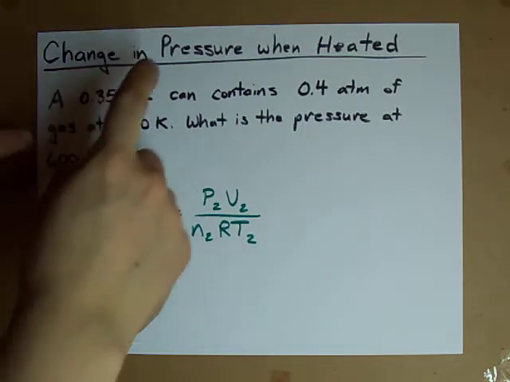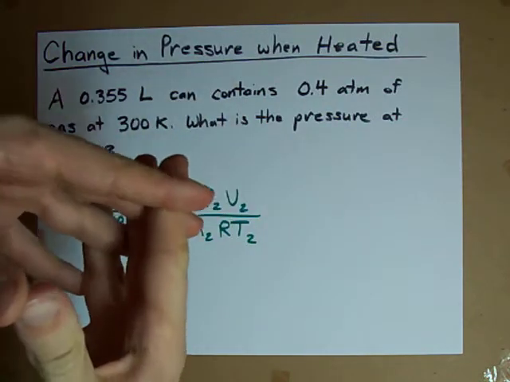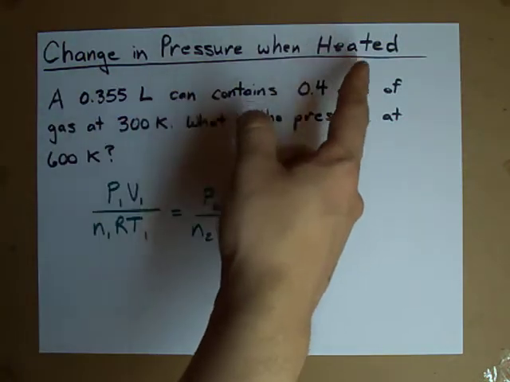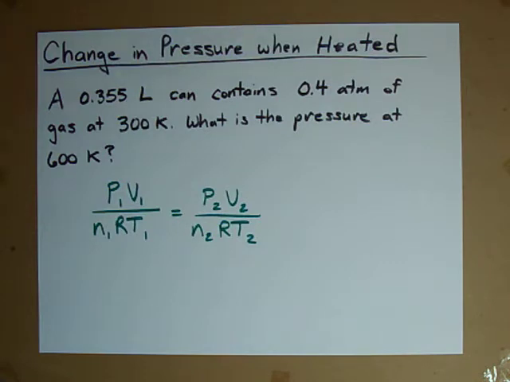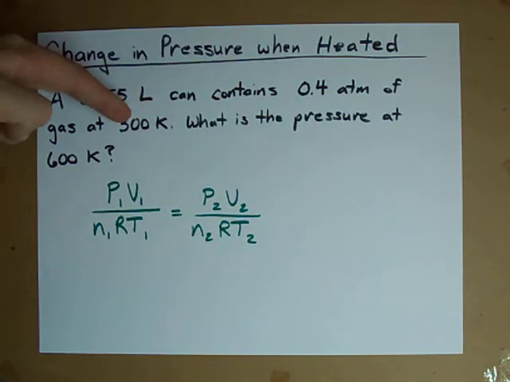Alright, how does pressure change when a container of fixed volume is heated? Well, let's find out. In this question, it says a 355 milliliter container contains 0.4 atmospheres of pressure at 300 Kelvin. What's the pressure at 600 Kelvin?